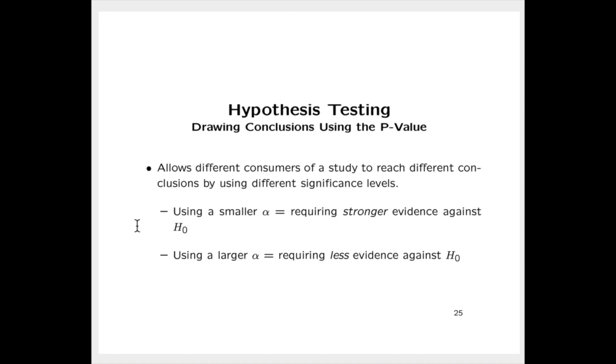Now, using a smaller significance level, a smaller alpha, corresponds to requiring stronger evidence against the null hypothesis. Let me say that again. Using a smaller significance level is equivalent to requiring stronger evidence against the null hypothesis in order to reject it. On the other hand, using a larger significance level, a larger alpha, is equivalent to requiring less evidence against the null hypothesis in order to reject it.